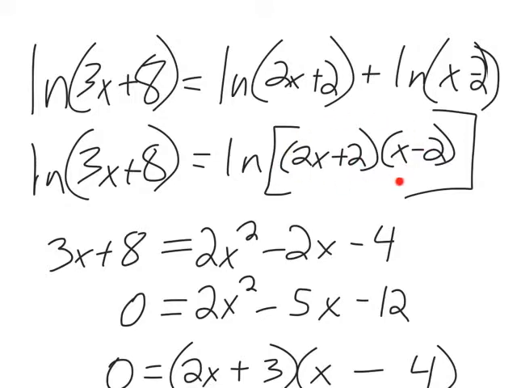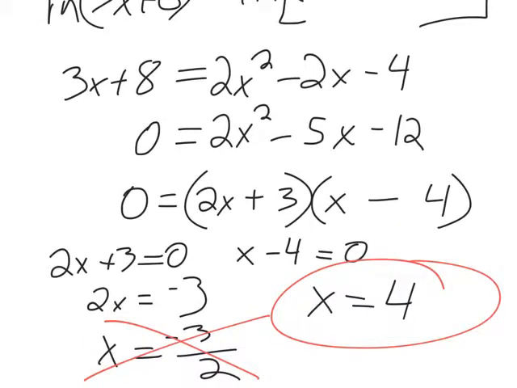You can either do it as you write this step down, or you can do it as you are setting the two arguments equal. I've got natural log on both sides, so the bases are the same. So if this equation is to be true, then this argument and this argument have to be equal to each other. Okay, so this is the multiplied out version of this.